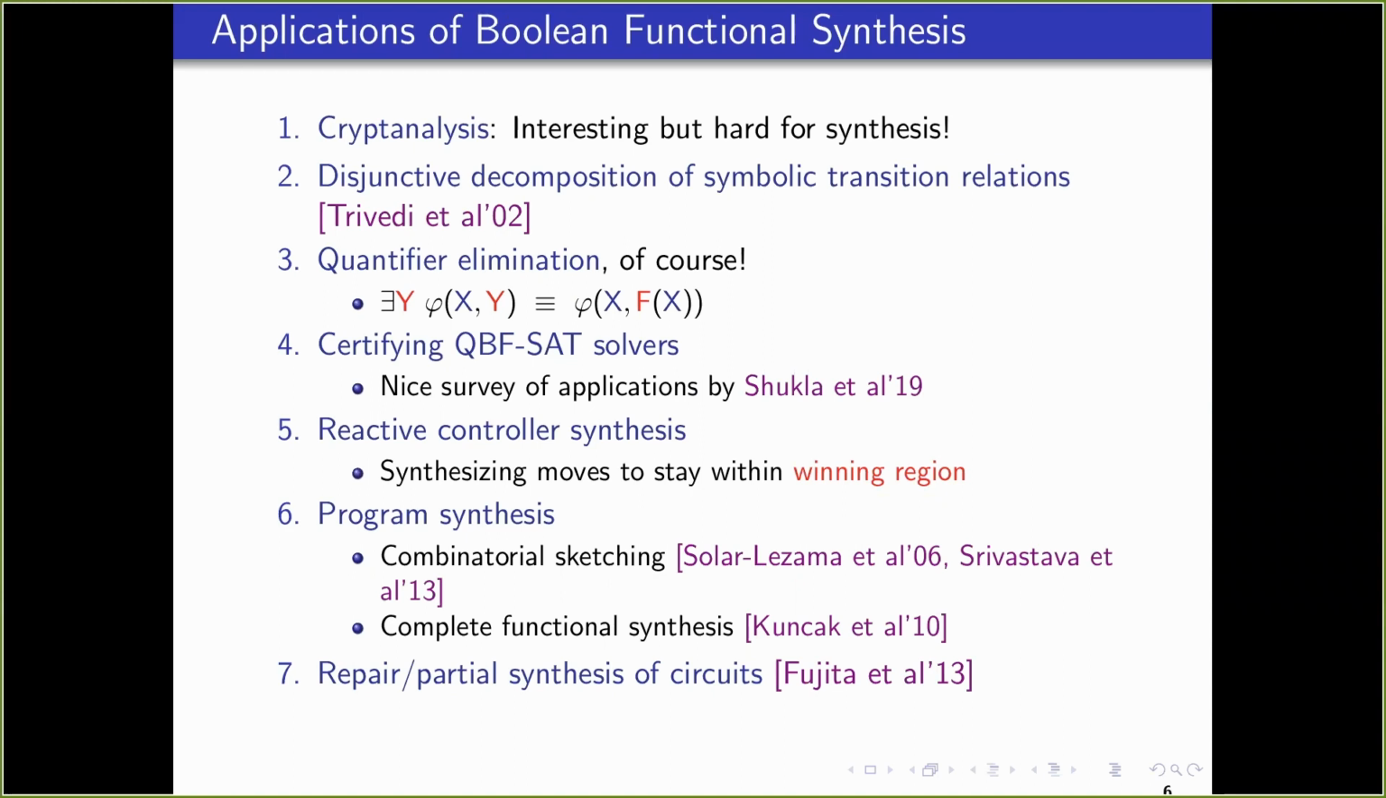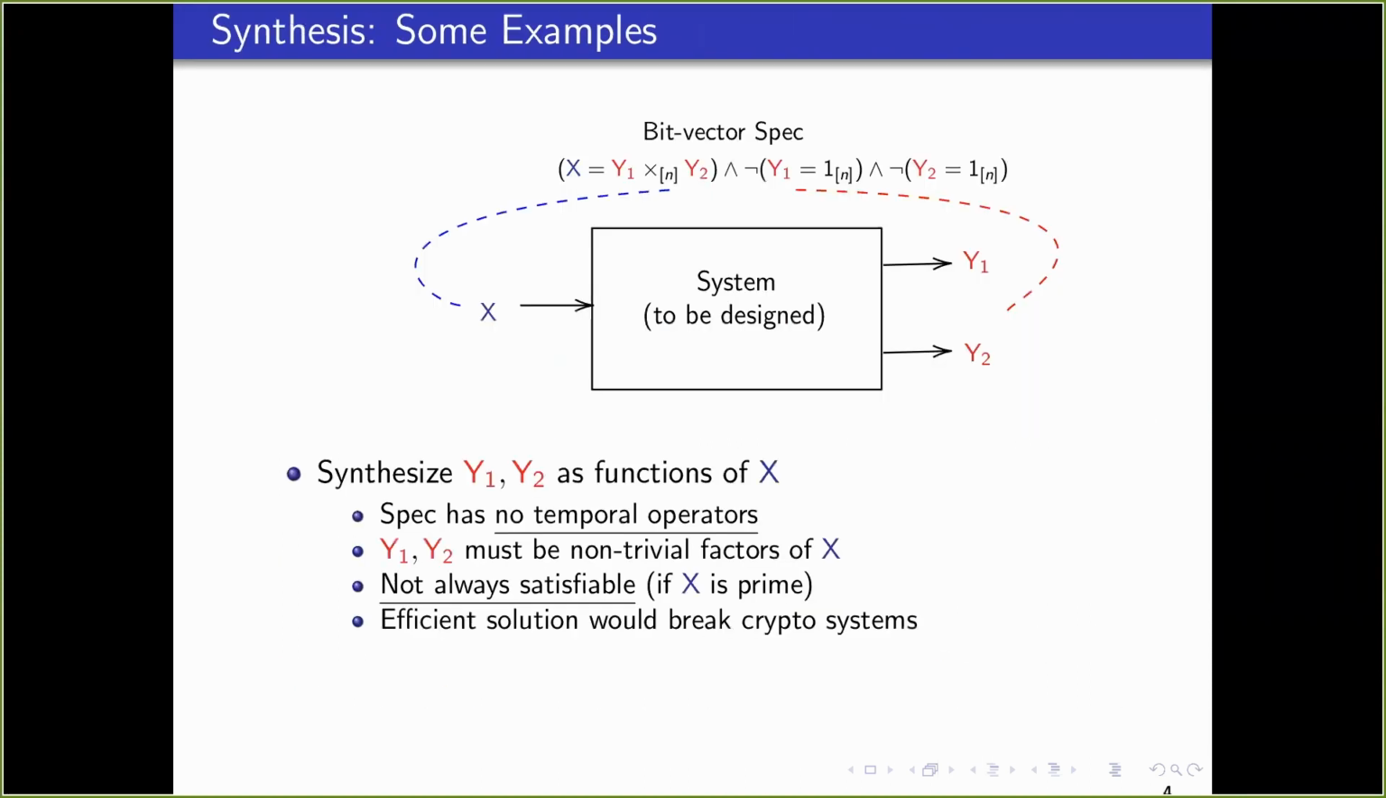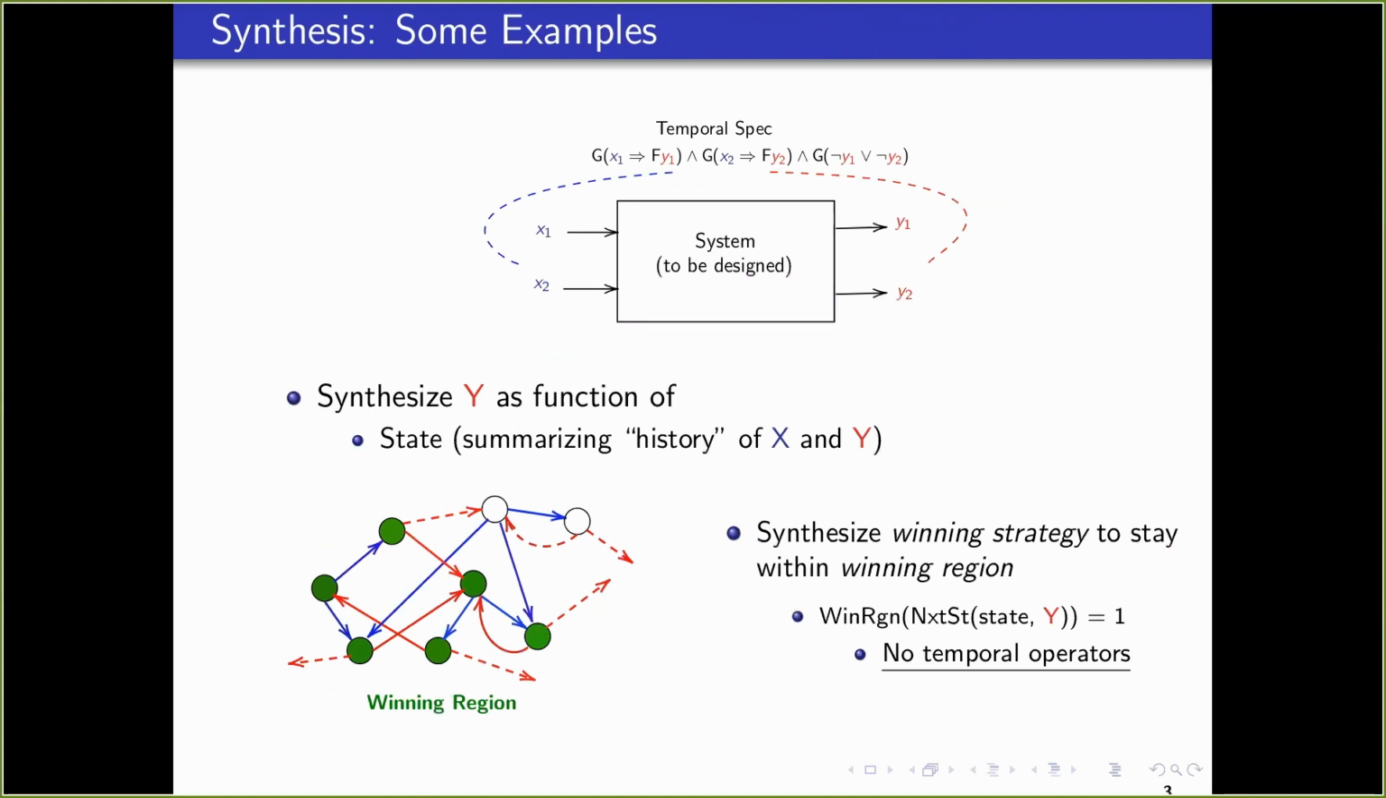Supratik. Yeah, go ahead. So you don't admit the history view, is it? It has to be on the current symbols, is it? So as I said, the temporal synthesis problem, after the winning region calculation, comes to the state. So this state has the history.